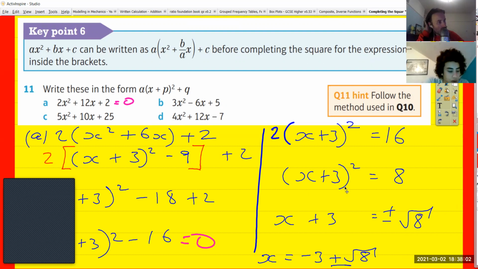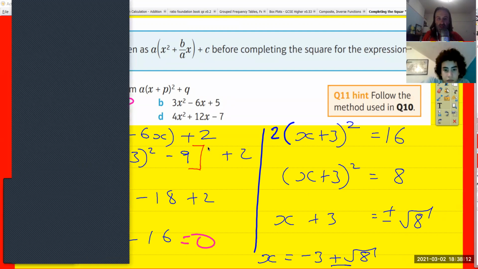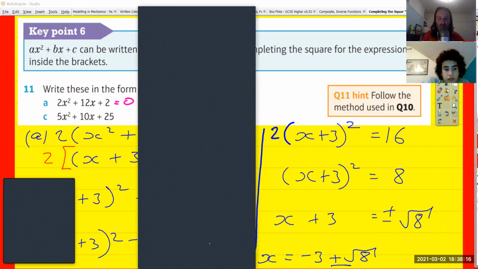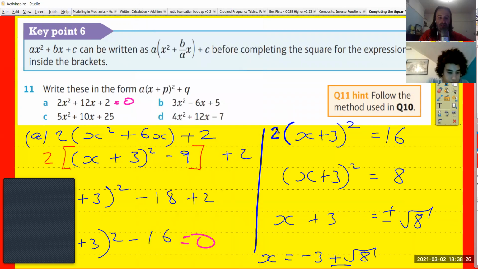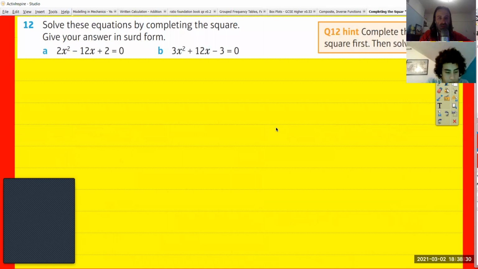You would find root 8, which is 2.83. So you probably can't see my calculator, but I just put in -3 plus root 8, press equals, and then -3 minus root 8, press equals. And you've got 2 different answers. That's how I would do it.